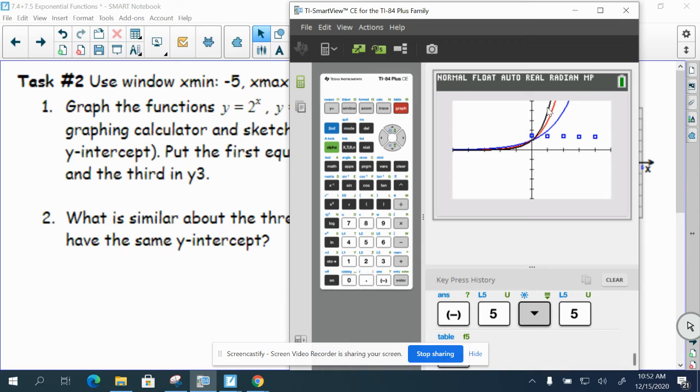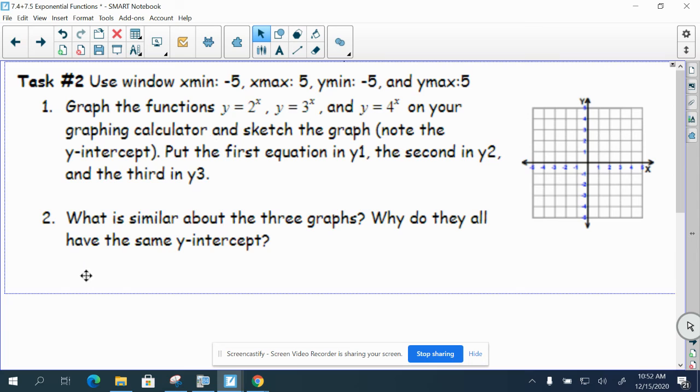So the blue is 2 to the x, the red is 3 to the x, and the black is 4 to the x. So which one is steeper? If you were walking up the hill, which one would you have a harder time walking up? I would say the black one. So 4 to the x is steepest. Actually, that's kind of question 3, so we'll hold off on that.